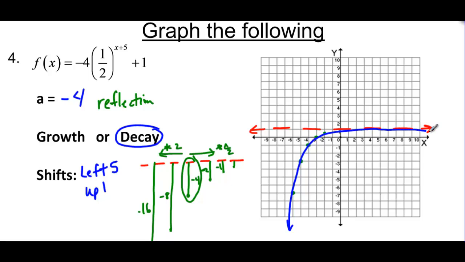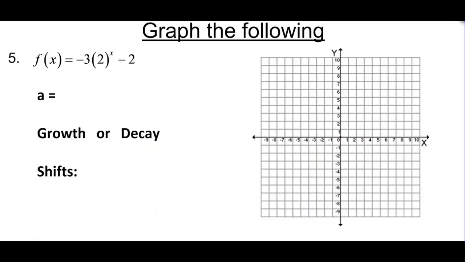And that negative reflects it. So instead of all those points being above my dotted line, they're now below. All right, let's go to our fifth example.